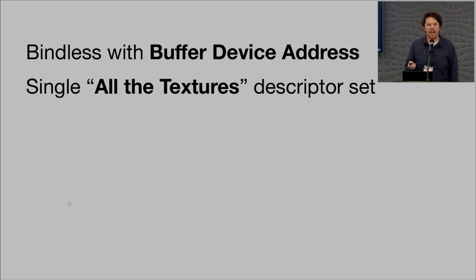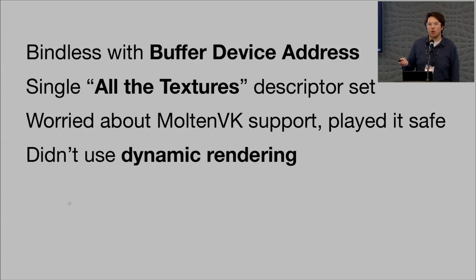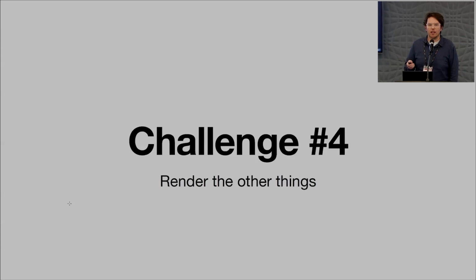The feature set that we settled on: the one thing I really wanted to push for was buffer device address. We also used a single all-the-textures descriptor set. I'll cover this a little bit more, but we worried that some of these things were a little bit newer in MoltenVK, so we played it safe. We didn't use things like dynamic rendering. We didn't use Sync 2, and this was a mistake. This was overly conservative. I will get into that a little bit more.